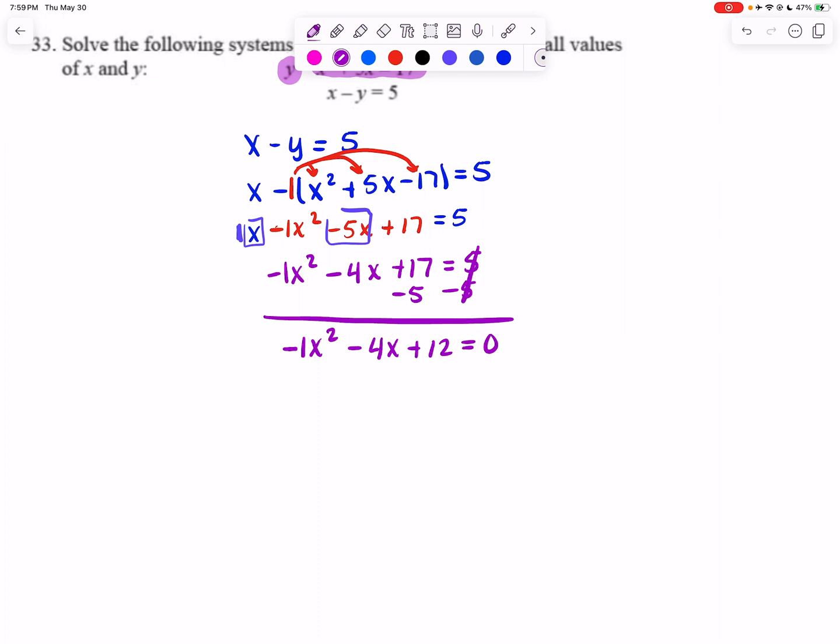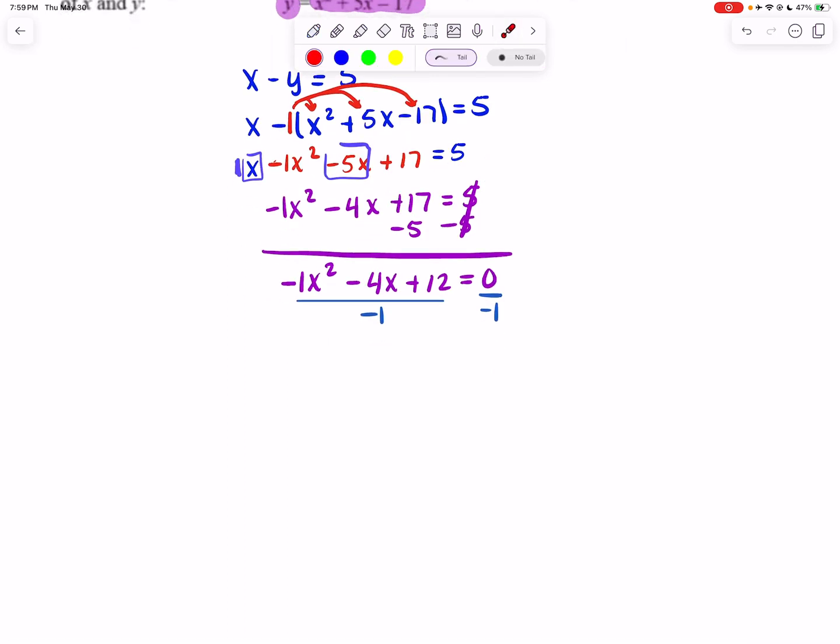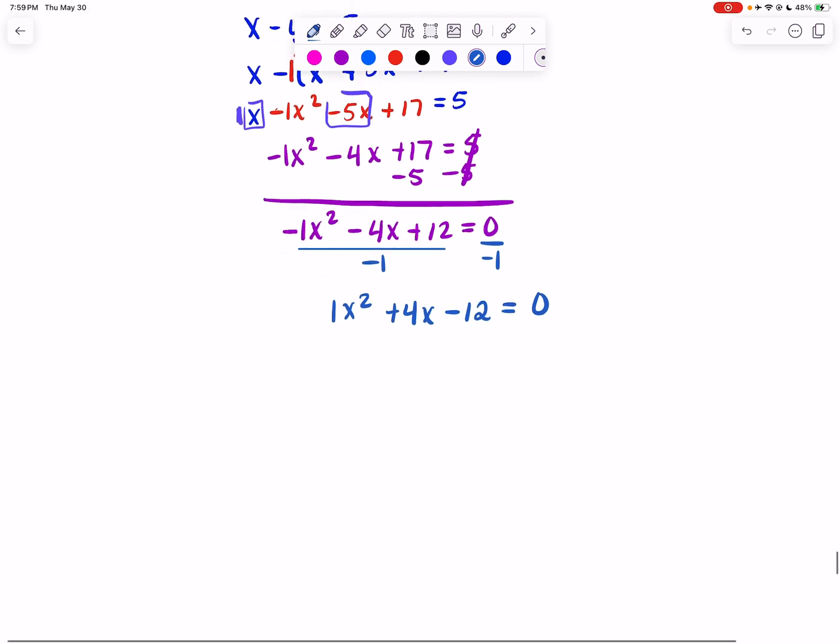Now, you cannot factor when there's a negative in front of that x squared. So what I'm going to do is I'm actually just going to divide the whole side of this equation by -1, and I'm going to divide 0 by -1. So when I do that, negative becomes a positive, so now I have 1x squared. Negative becomes a positive, so now I have plus 4x. And that positive 12 is going to turn into a minus 12. And 0 divided by anything is just 0. Now, it looks like I can factor it.